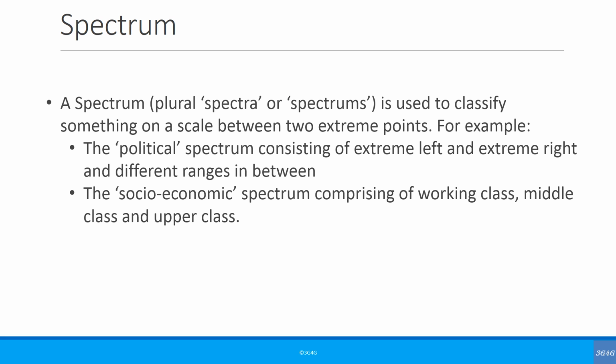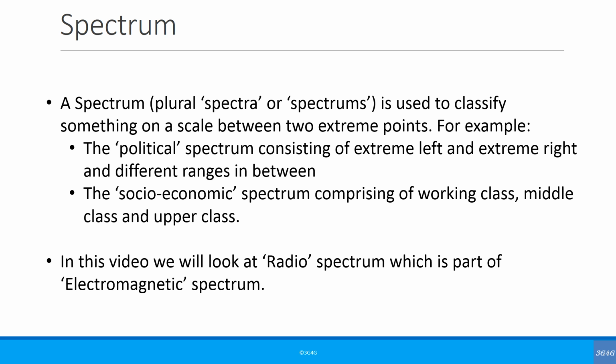So what exactly is spectrum? A spectrum, which is singular, plural is spectra or spectrums, is used to classify something on a scale between two extreme points. For example, in our daily life, we refer to the political spectrum, which consists of left-wing parties, extreme left-wing parties, and extreme right-wing parties, and a lot of different political parties in between. We also have the socio-economic spectrum, which in the UK comprises the working class, the middle class, and the upper class. In this video, we will look at radio spectrum, which is part of the electromagnetic spectrum.